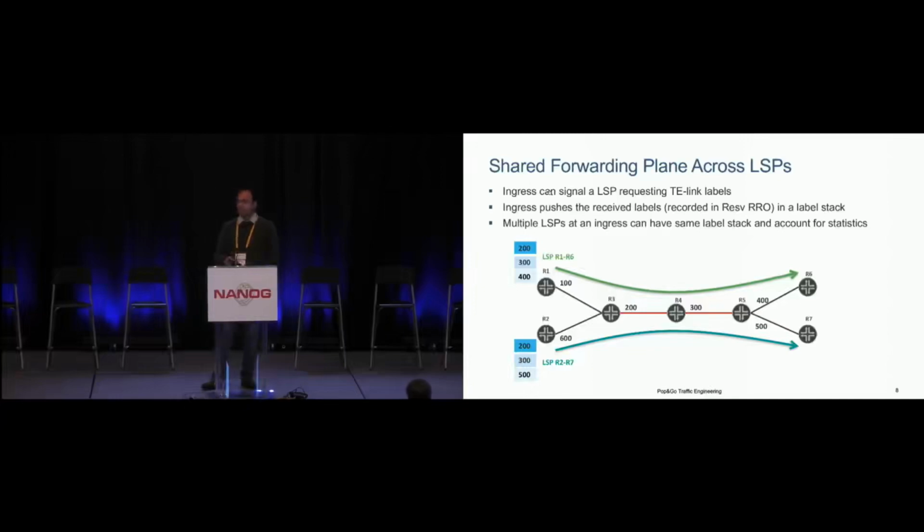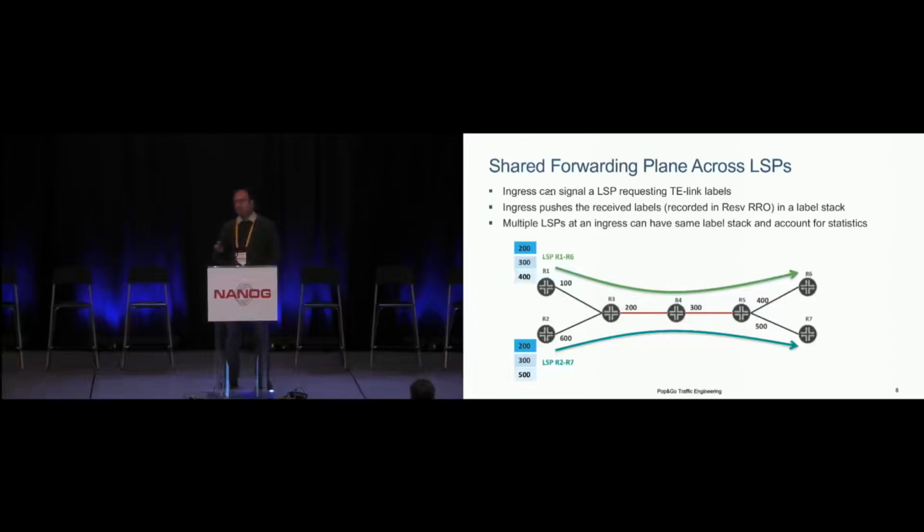In this example, the red links in the middle are shared by both the LSPs. If you look at the label stacks, both of them have 200 and 300 as the first 2 labels at the top. All other things that you're familiar with, like bandwidth admission control across a TE link, all of that just works unchanged.